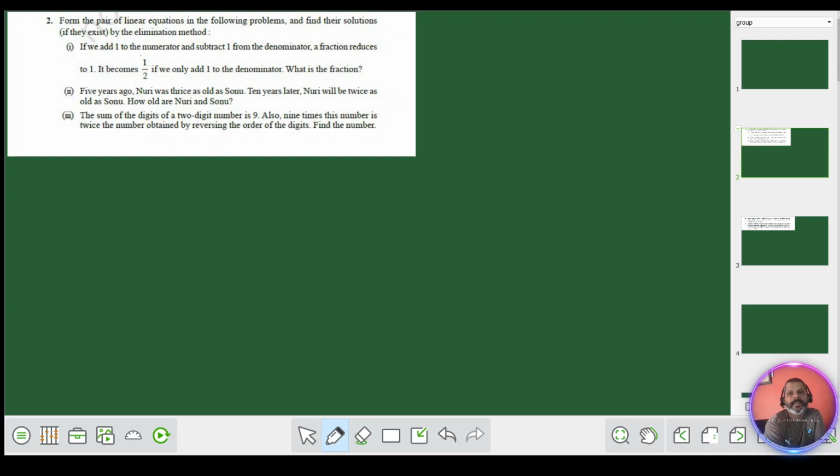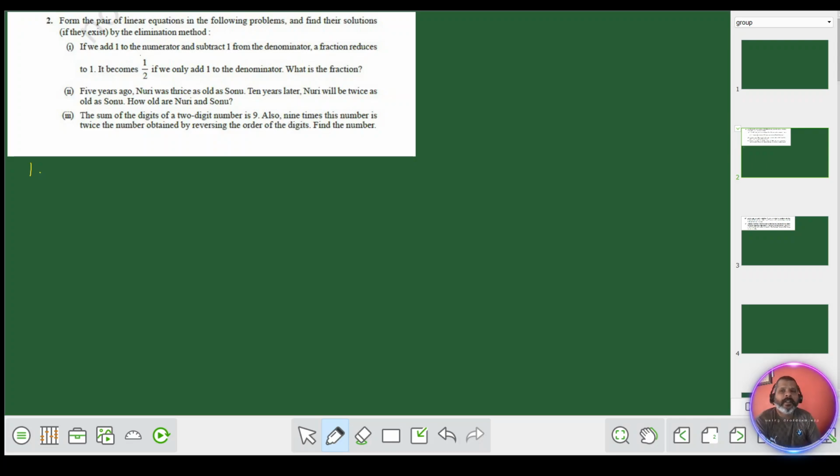Today in this class we will see linear equations in two variables, word problems by elimination method. The exercise problems we are going to work upon. Let's see the first question. The second main, it is 3.3, the first question.